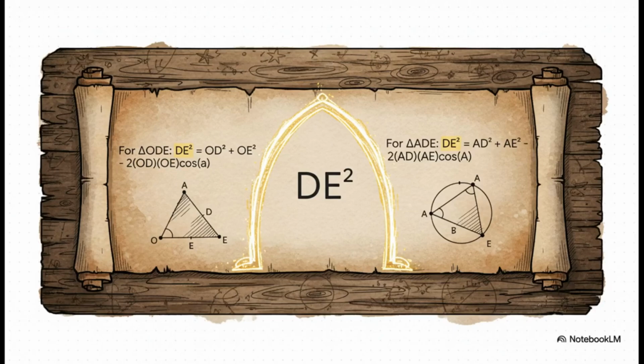It's DE squared. This is our bridge. This allows us to just set the right sides equal to each other, which in turn links the properties of the two planar triangles and, through them, the properties of our original spherical triangle.